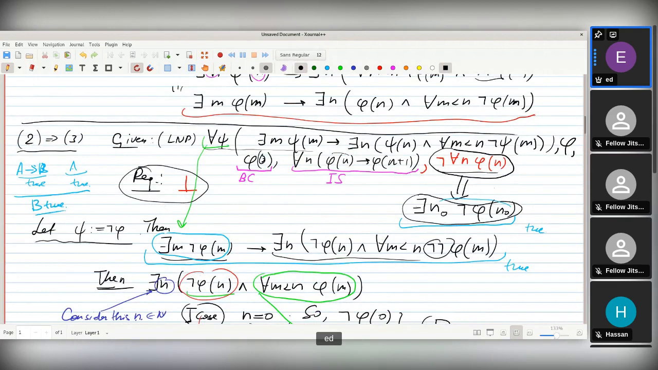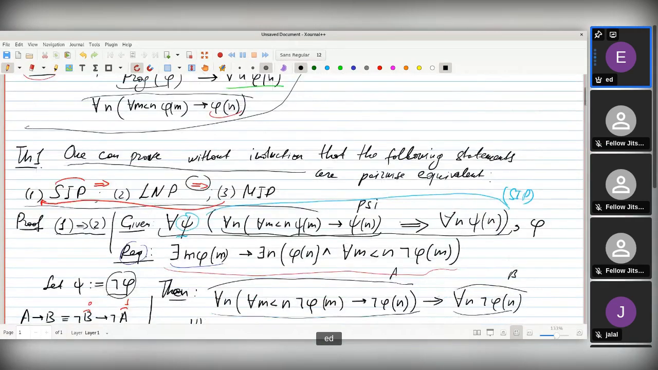So, having assumed phi of 0, the base case, and the inductive step, I have let the assumption that phi of n fails somewhere, that it is not the case that phi of n is true everywhere, lead to a contradiction. Hence, assuming all the other things, I must necessarily conclude that phi holds for every n. Is it clear? Okay.